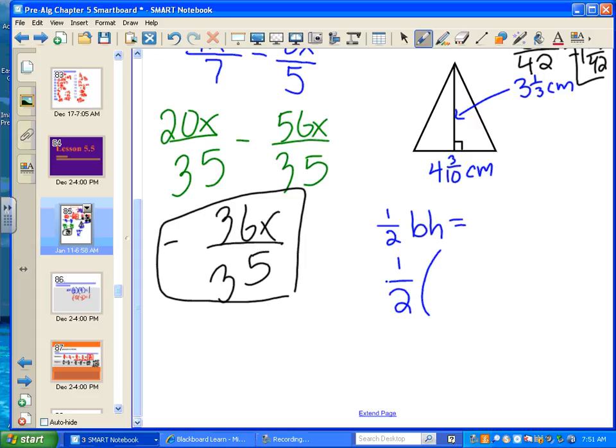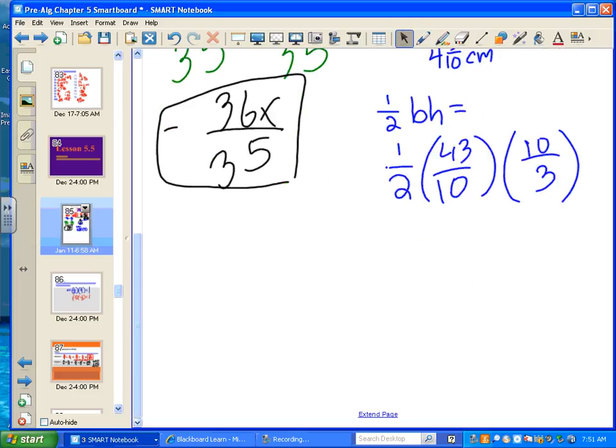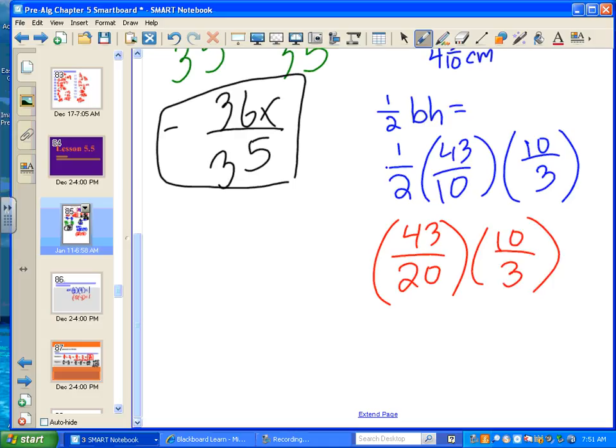First step here, Michelle, the base becomes what improper fraction? 4 3/10 becomes what improper fraction? Good job, 43 over 10. And then Mike, the height becomes what improper fraction? Good, 10 over 3. So we now have an expression. You need to multiply left to right, okay? So the easiest thing to do is just take your 1/2 times 43 over 10. We have 43 over 20 times 10 thirds. Okay, so doing it this way, there's the first step.